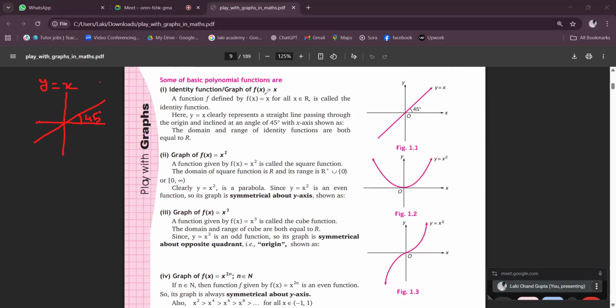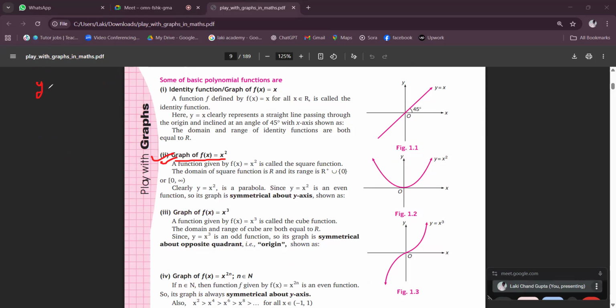So always remember y is equal to f(x). Later I will tell you what is the graph of minus x, 2x, 3x. That is the property of graph. First, learn the basic of graph, some important graph. So first graph is identity graph. y is equal to x is what? A line passes through origin with 45 degree.